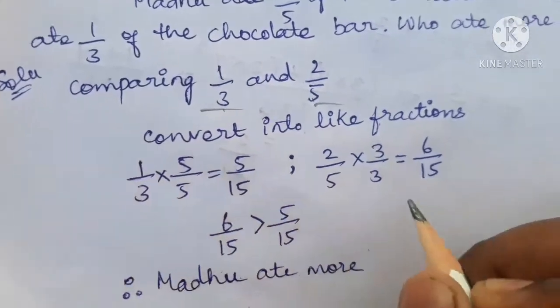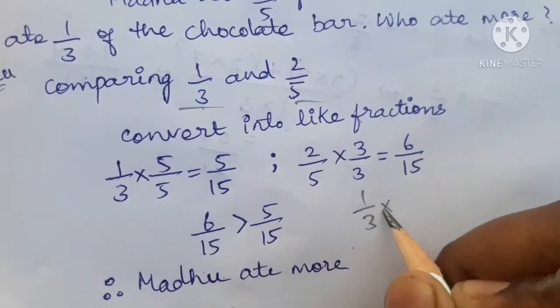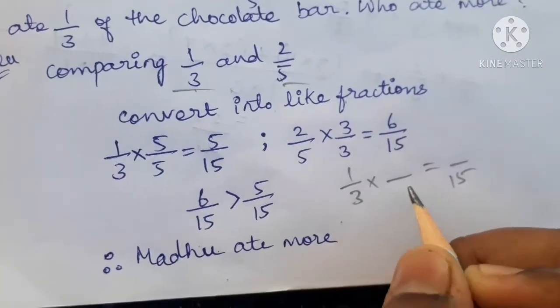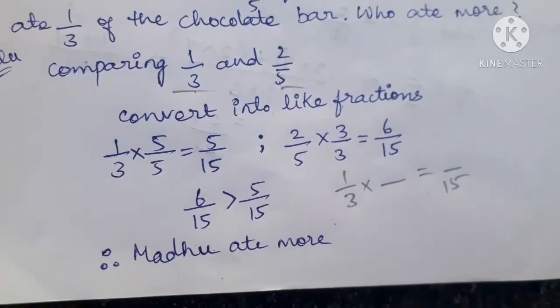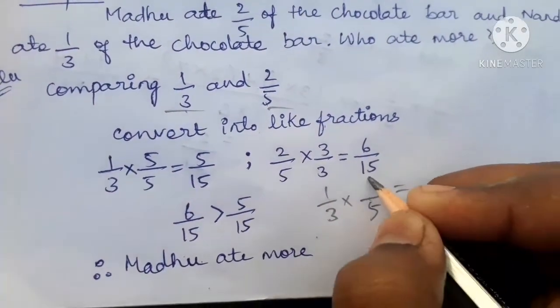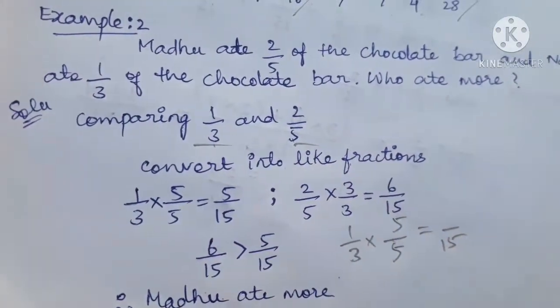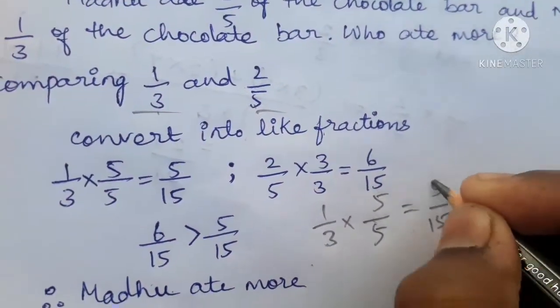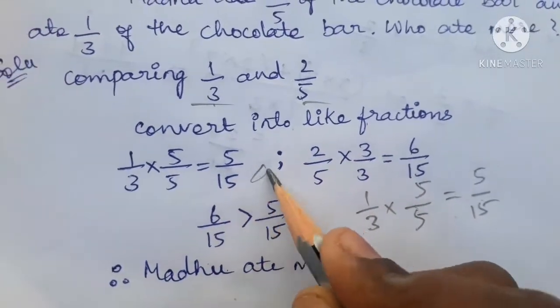So I have taken this as 1 by 3 into dash by dash equal to dash by 15. So what should we multiply to get 3 converted into 15? Well, you should just multiply it by 5. So the numerator will also be multiplied by 5. So 1 into 5 is 5. So 5 by 15 will be your fraction.